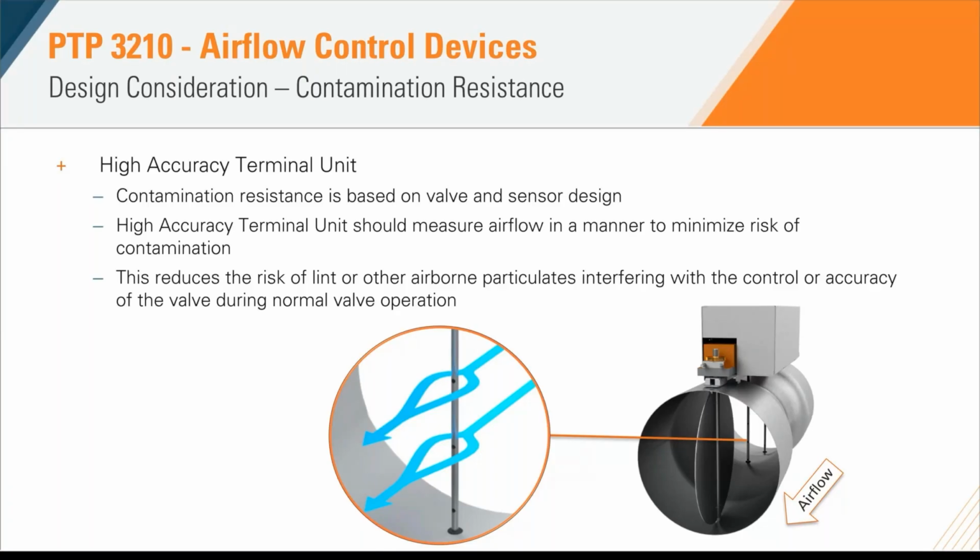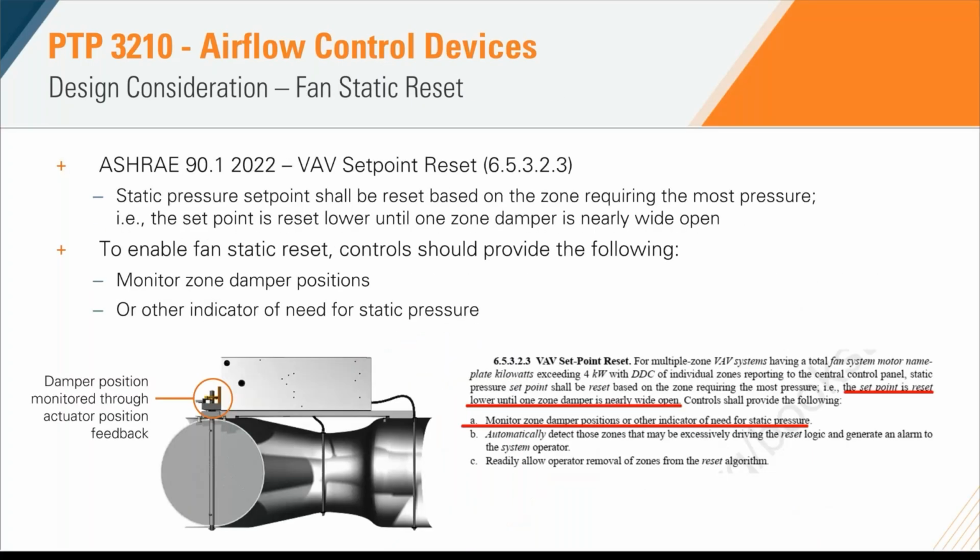So the next design consideration we're going to cover is fan static reset. Fan static reset is important to help start to apply some of those energy efficient design practices on these critical projects. So ASHRAE 90.1 outlines how this can be achieved. Based off ASHRAE 90.1, it outlines that VAV set point reset, so static pressure set point, shall be reset based off of the zone requiring the most pressure.